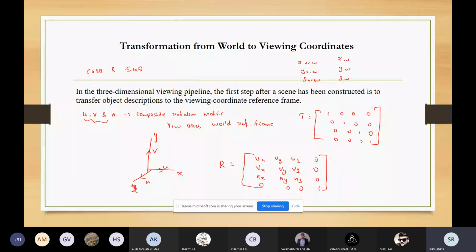So what we have obtained, so we know how to transform from the world coordinate reference frame to the viewing coordinate reference frame. We have obtained two matrices: one is the translation matrix, and the second one is the rotation matrix. So what is the next step?